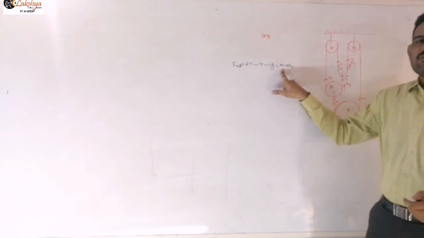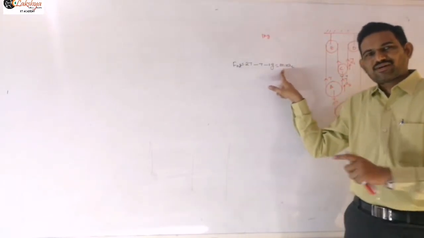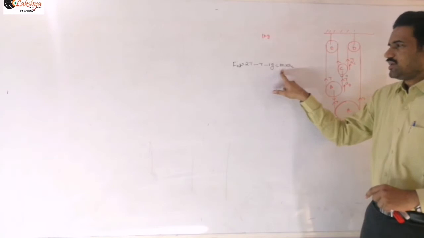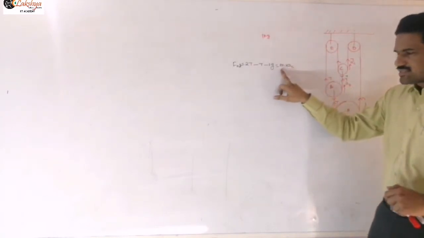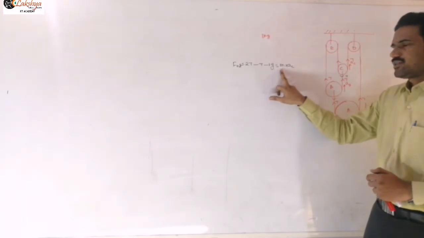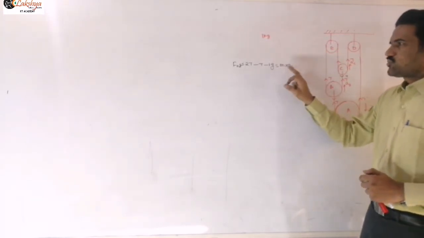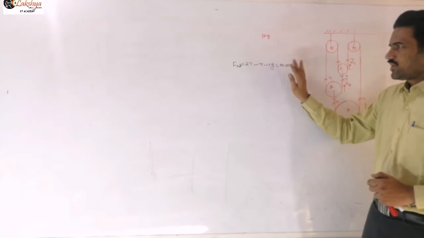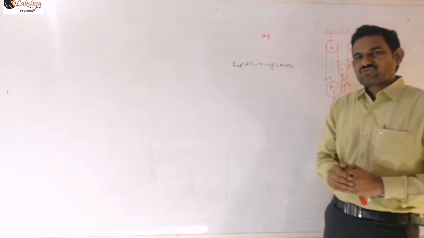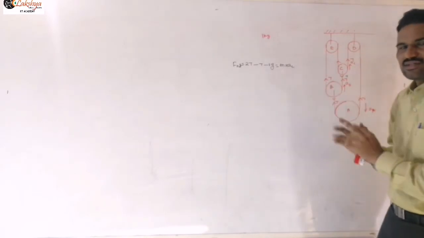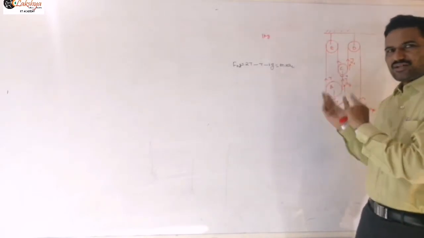In our previous problem the mass of the pulley was 0, so we considered this value as 0 there. Here the pulley has a finite mass, so we need to write this force equation like this. We can't equate this value to 0, and you can't find the T values that way. So we need to consider it like this. That is the difference between our previous problem and this problem.